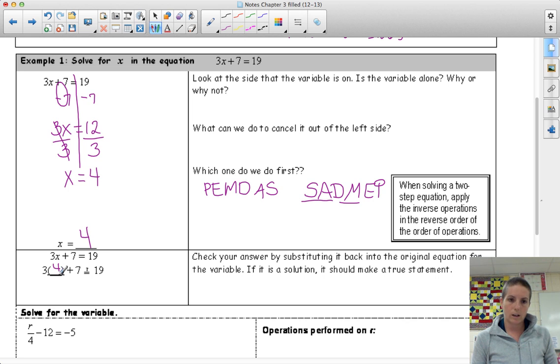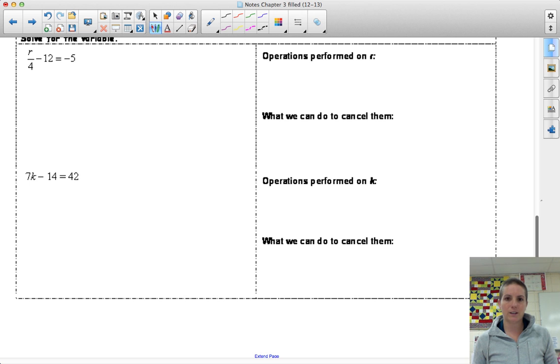Check your work. If you do 3 times 4, that's 12. And 12 plus 7 is 19. Yep, it definitely works. 19 is equal to 19, so check, it works. It makes a true statement. You've got another example here. Operations performed on R, what can we do to cancel them? Operations performed on K, what can we do to cancel them? Work through these, and then come back and check your work.